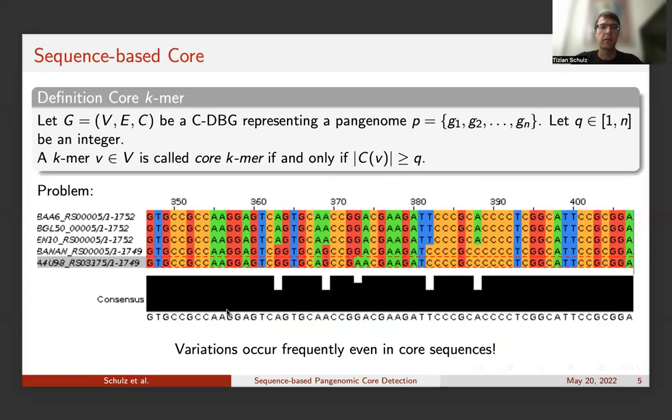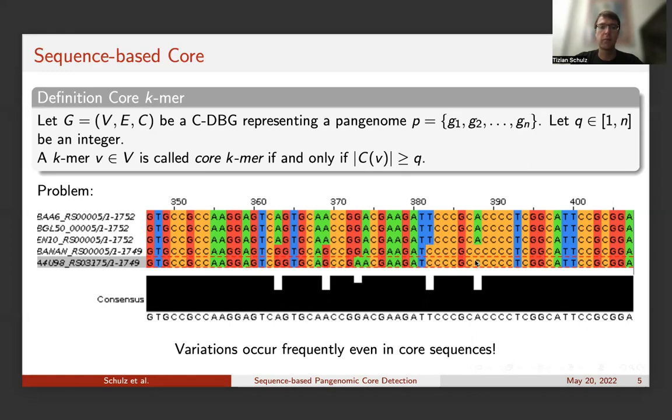However, this definition also has a problem, and I try to visualize this by the multiple sequence alignment down here. We see a multiple sequence alignment of 5 homologous genes. It doesn't matter so much where they actually come from, but they are homologous, and we see that they actually share a lot of their sequence. Most of the sequence is conserved within these genes. However, they have some positions where there are some variations.